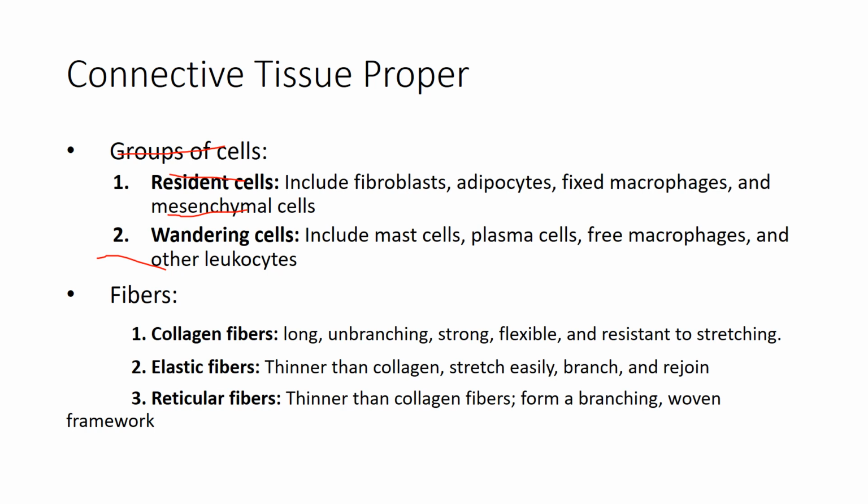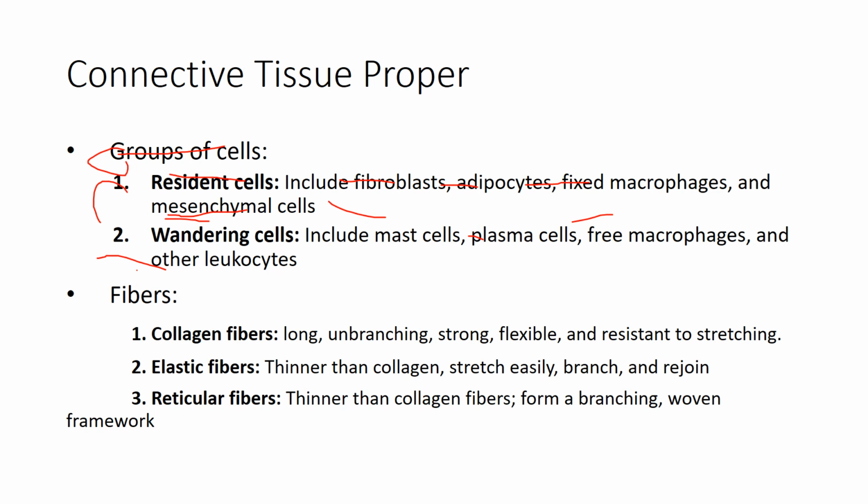Wandering cells means that they are going to be circulating and milling about and scavenging throughout the body, looking for different things in order to help. So examples of resident cells include fibroblasts, adipocytes, fixed macrophages, and mesenchymal cells. Whereas wandering cells include mast cells, plasma cells, free macrophages, and different leukocytes. So again, resident stay in place, wandering, they're circulating about.